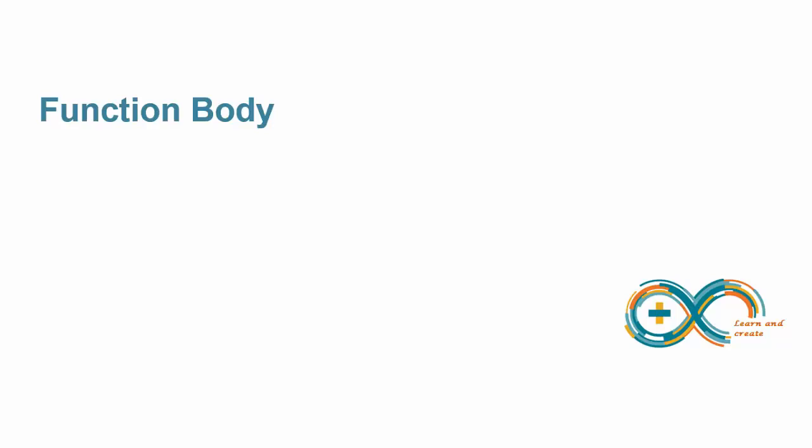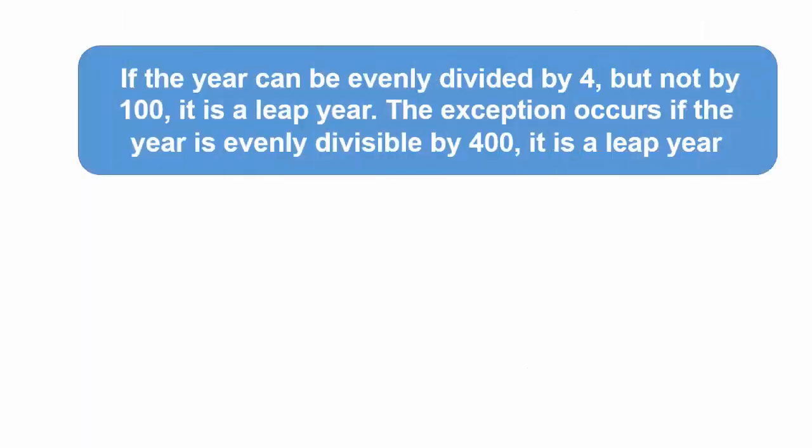Our task is to write an algorithm to determine whether a user entered year is a leap year or not. A leap year algorithm states that if the year can be evenly divided by 4 but not by 100, it is a leap year. The exception occurs if the year is evenly divided by 400. It is a leap year. We can write this code using nested if statements, but we will use logical operators for this purpose. So let's discuss logical operators first.